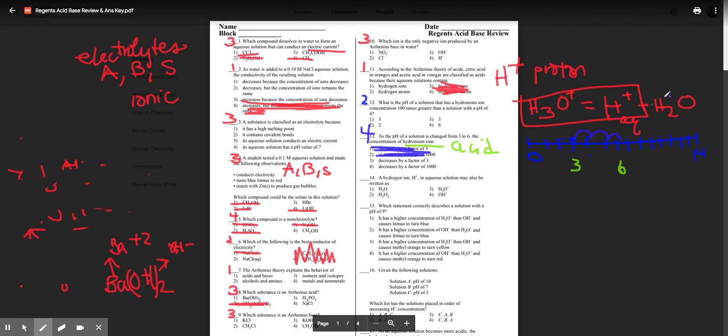We just talked about this. Look, a hydrogen ion, H+, in aqueous solution. What does it mean to be aqueous? It's H2O, may also be written as what? So let's count them up. 3 H's and an O and a plus, hydronium.